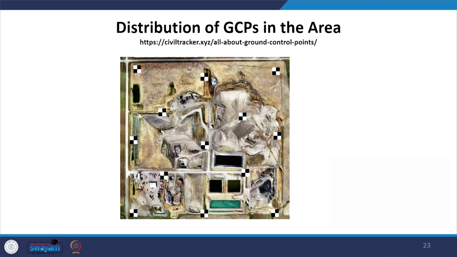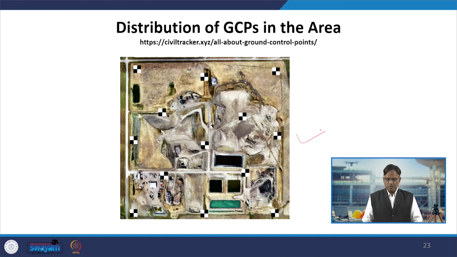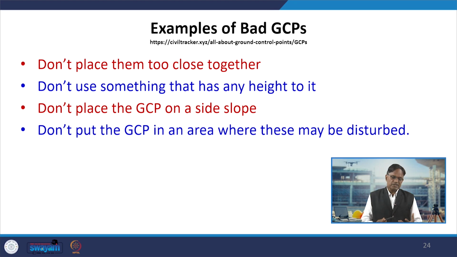So this picture actually shows the distribution of the GCPs in the area. You can see that the entire area is covered and well distributed, taking care of the low altitude and the high altitude areas. Examples of bad GCPs: don't place them too close together because you really don't achieve anything out of it.